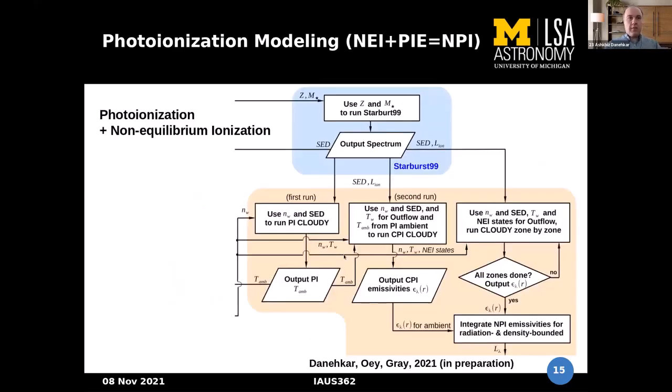And in the next step, I incorporate both temperature and density, and also the non-equilibrium ionization states, which are calculated by our hydrodynamic simulation with FLASH.